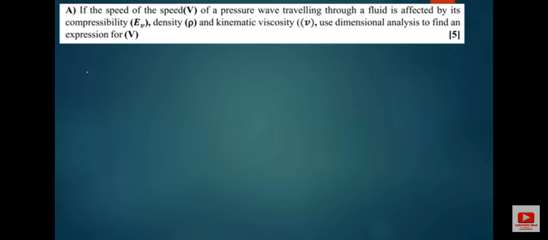So we are going to say velocity is equal to k. This k can be any number, it's a constant. Then they are telling us it's affected by the compressibility, E subscript V, and the density, rho. We also have the kinematic viscosity, which I'm going to write like this so that at least it's different from the other V. And then they're asking us to use dimensional analysis to find the expression for V.